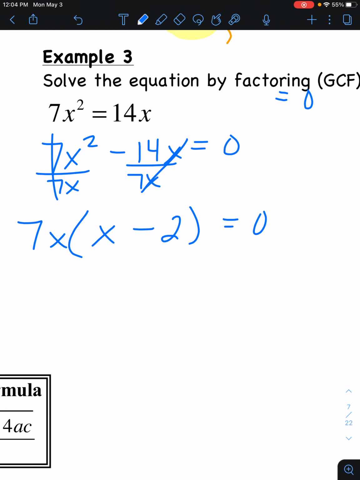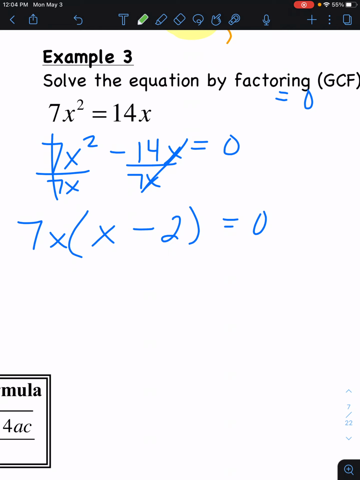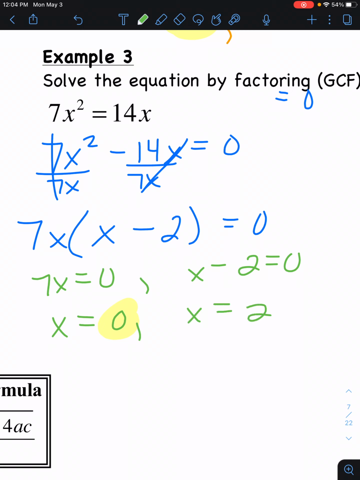I can now get my answers, also known as my roots, also known as my zeros. So I can do 7x equals 0 and x minus 2 equals 0. The first one you would divide by 7 to have 0. And the second one you would add 2 to get x is 2. So again, I got 2 zeros here. That means this would be a parabola that would cross the x-axis twice at the points 0 and 2.